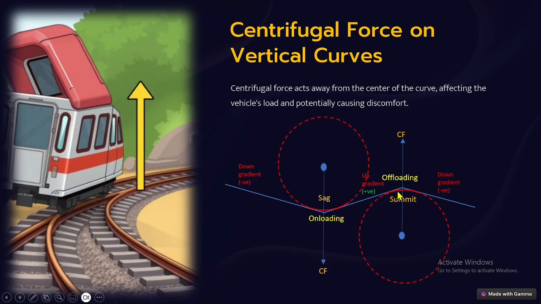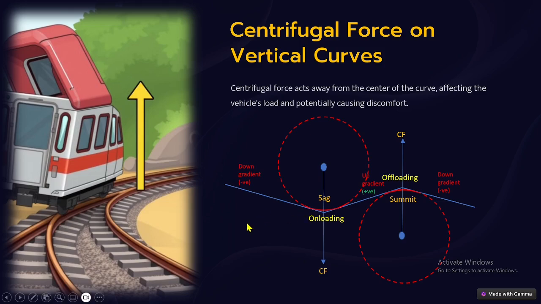At the same time, when it is passing over the summit point from up gradient to down gradient, the centrifugal force acting away from the center will be upward. Because of the upward action of the centrifugal force, there will be more offloading effect. The offloading effect will cause loss of contact of the wheel, and sometimes a curved track alignment joining with the vertical curve at the summit point will further worsen the condition. It may result in some derailment if sufficient radius of curvature is not provided.